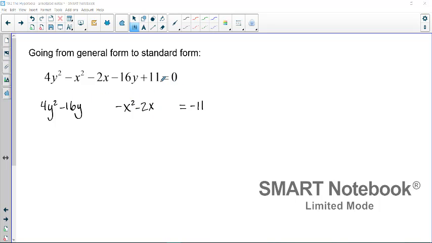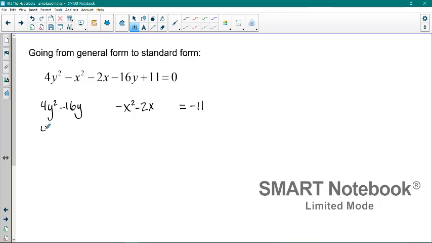We've grouped the x's, and we've moved our constant over to the other side. So, of course, with completing the square, we need a lead coefficient of 1, so we factor out our 4. 4 times what gives me 4y squared? That's y squared. 4 times what gives me 16? That's negative 4y. Leave some space.